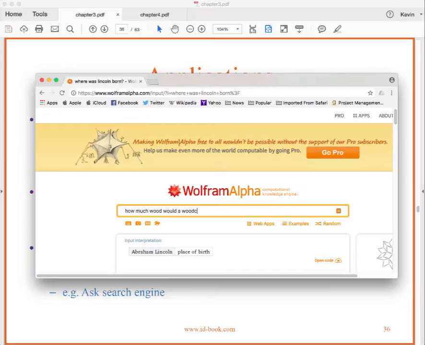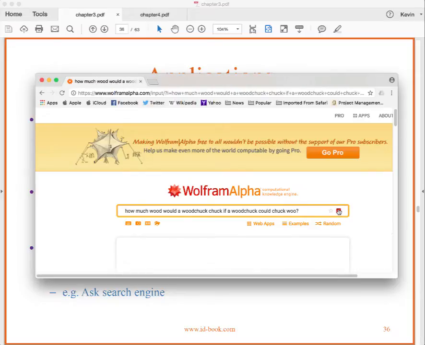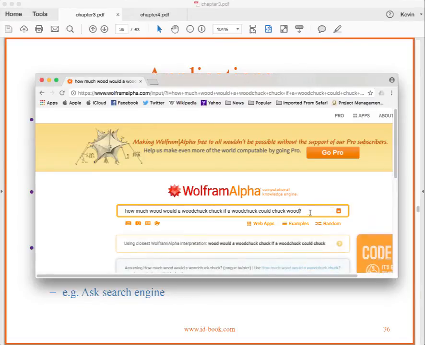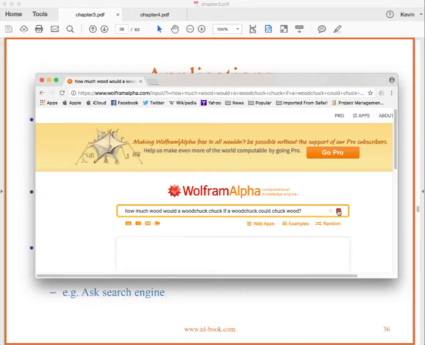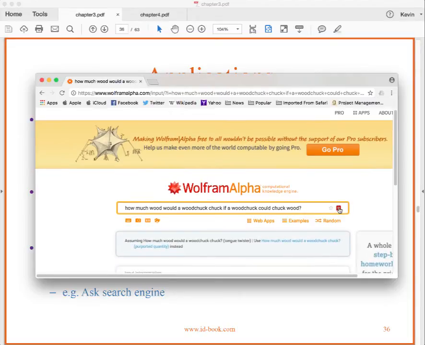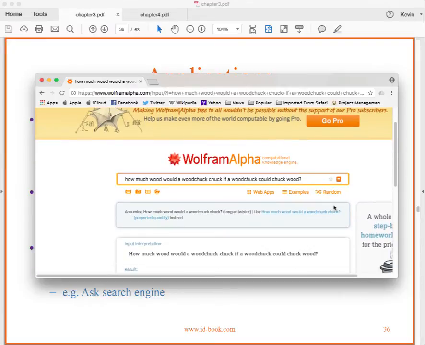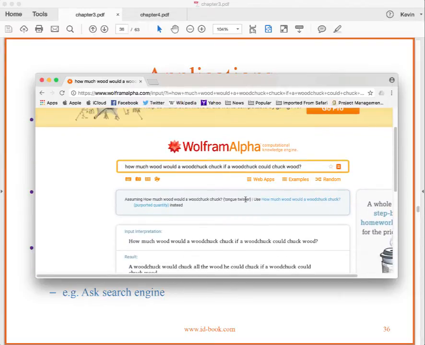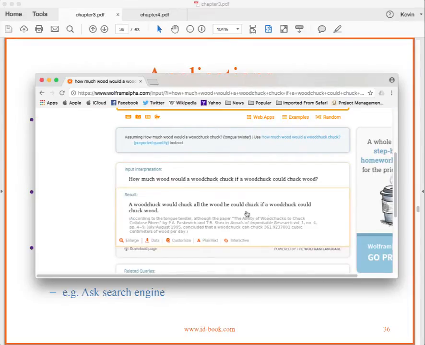would a woodchuck chuck if a woodchuck could chuck wood? And so you ask them that. Oh, sorry, that's wood, not woo, wood. Okay. And so you ask that. And it says, assuming that we want the tongue twister, and they give you back a tongue twister answer. Woodchuck would chuck all the wood that he could chuck if a woodchuck could chuck wood.